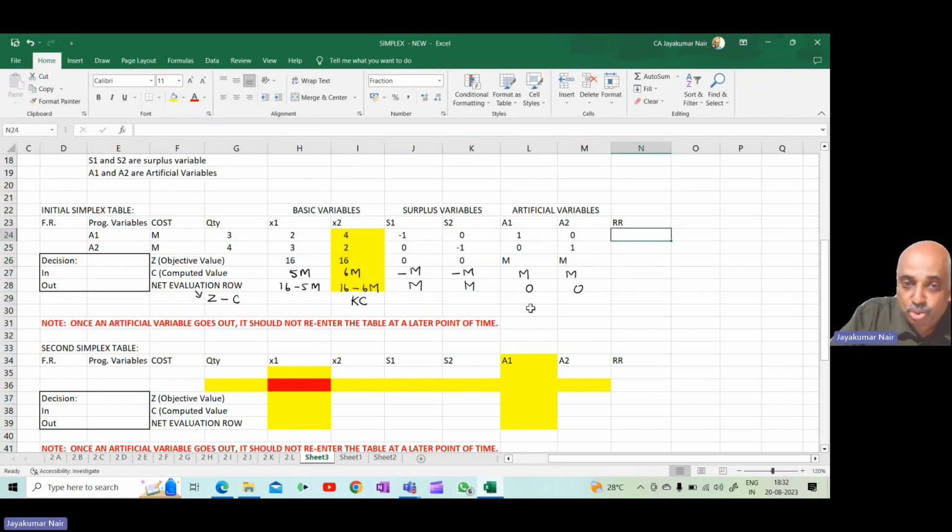Now, how do I find out RR? RR means the replacement ratio. So in the decision, because you have, this is the key column.